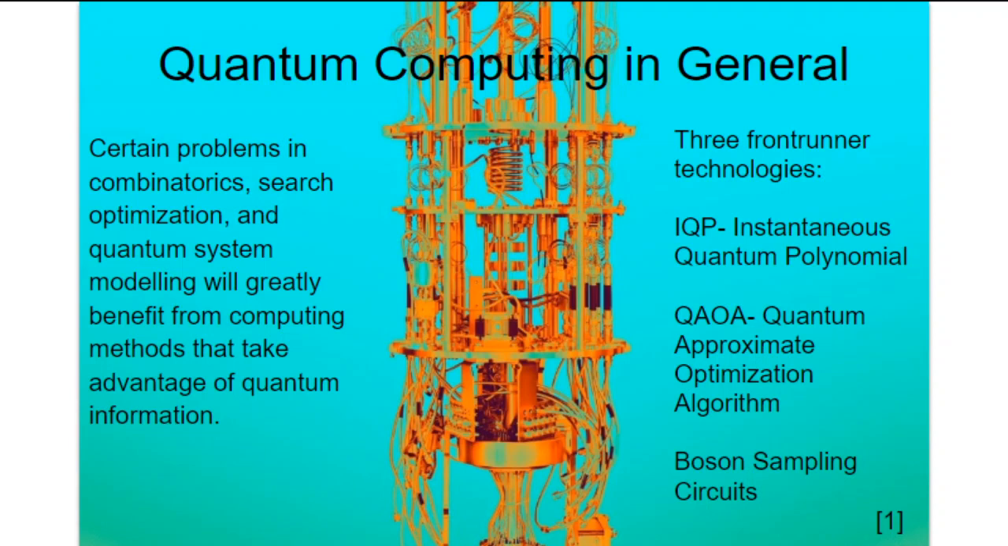There are three frontrunners for quantum circuit protocols: IQP, or Instantaneous Quantum Polynomial Time, QAOA, or Quantum Approximate Optimization Algorithms, and boson sampling circuits, which use photons to encode quantum information. All these depend on manipulating a number of entangled qubits, but differ in implementation details and the number of qubits needed to implement useful algorithms.